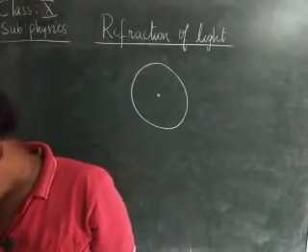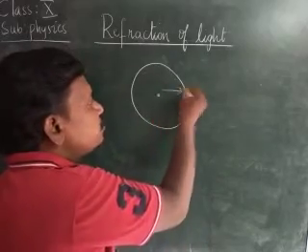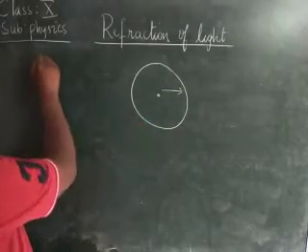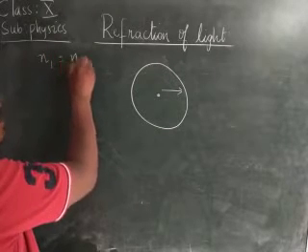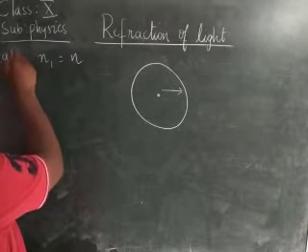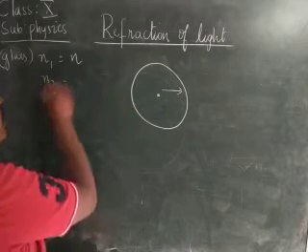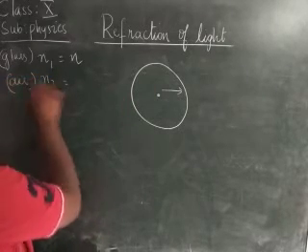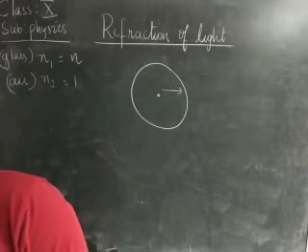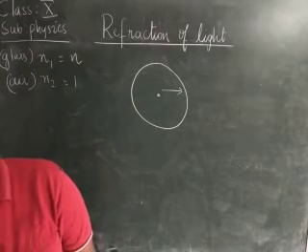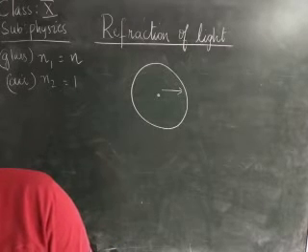Okay children, here the light is traveling from the glass to the air. Therefore here we take n1 as the refractive index of the glass. Okay, n1 is the refractive index of the glass, n2 is the refractive index of the air. Refractive index of air is 1. Okay, n2 is equal to the refractive index of air, that is equal to 1.